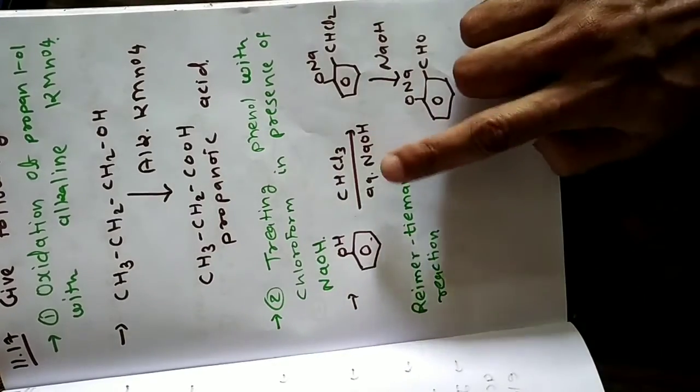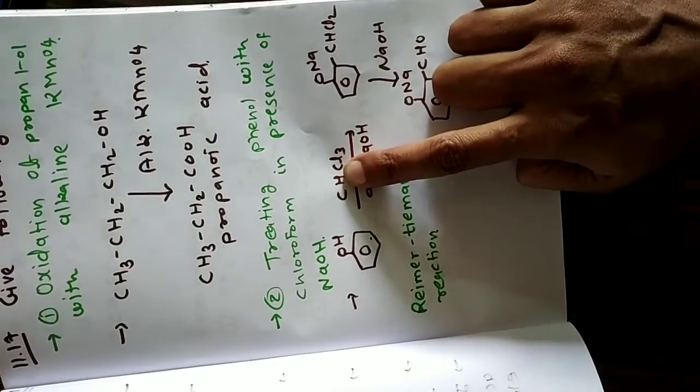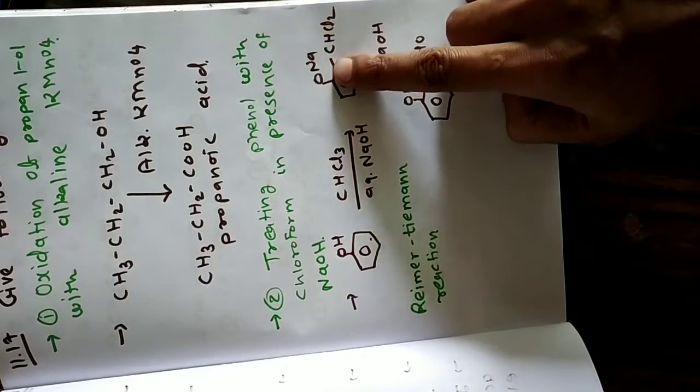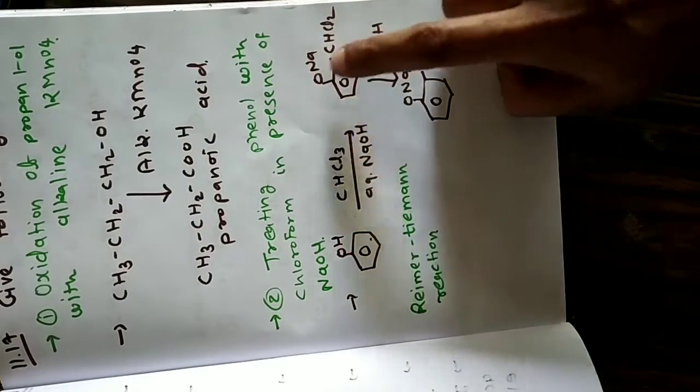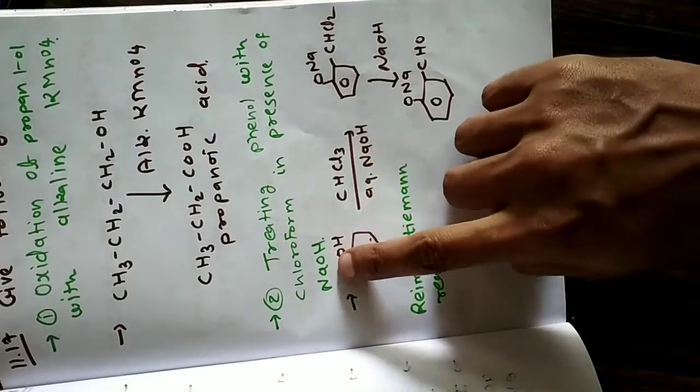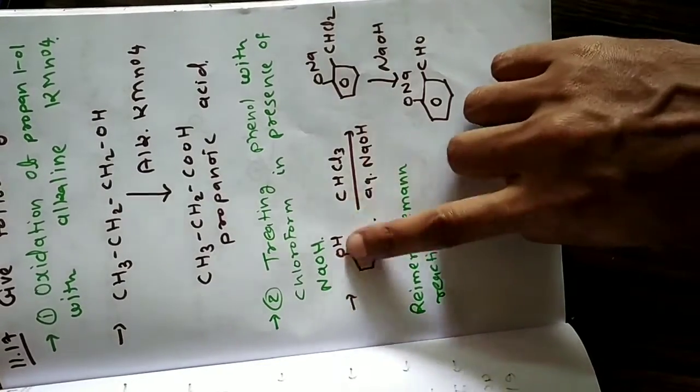When phenol reacts with NaOH and CHCl3, chloroform, it will give you this intermediate first. This one is base, this one is acid. So H2O will be removed here.